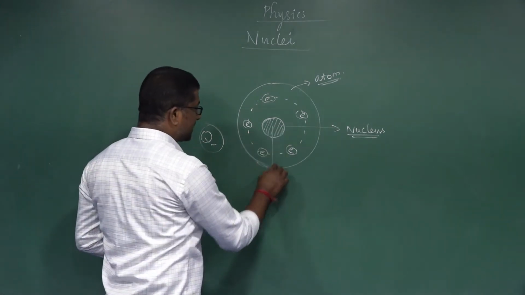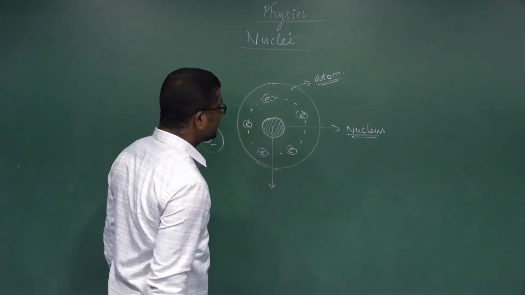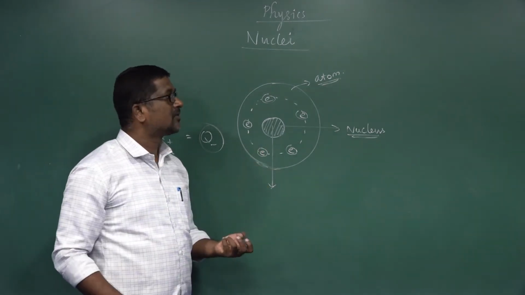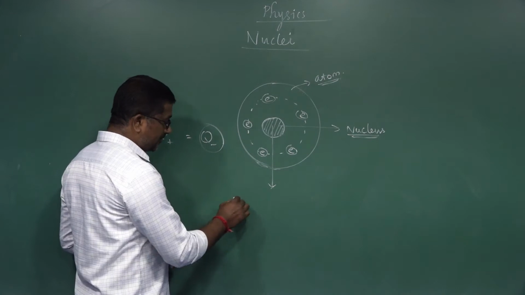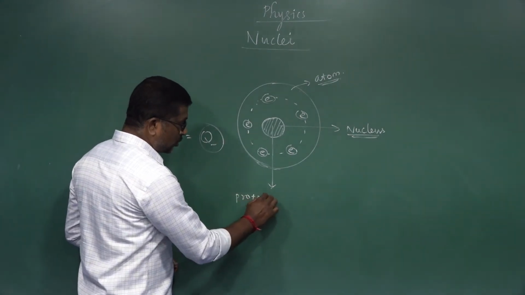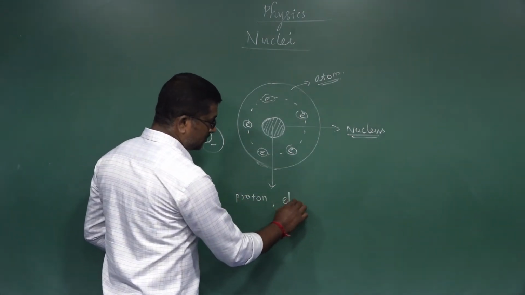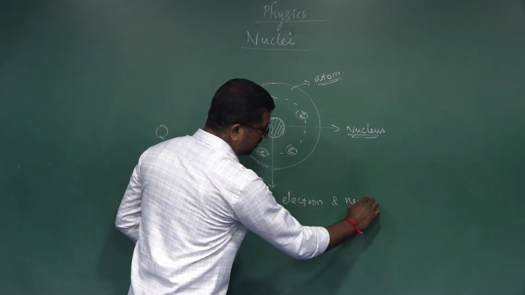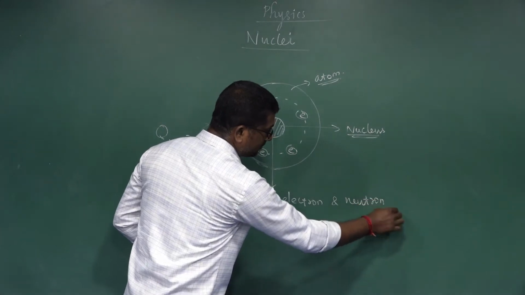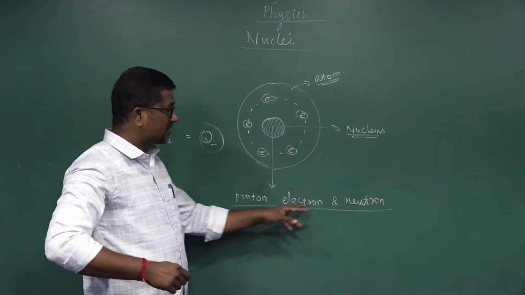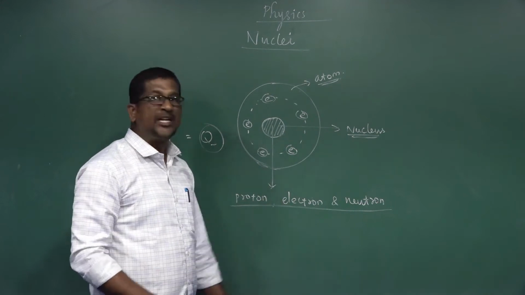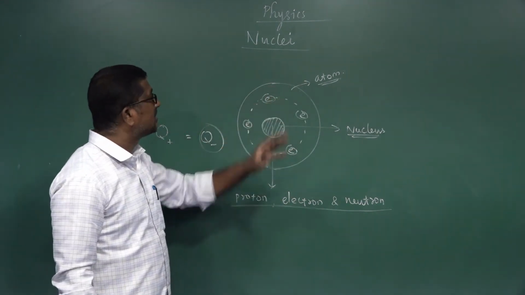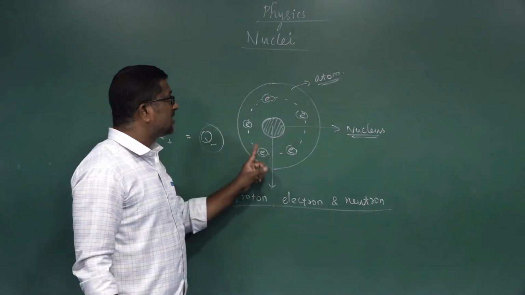And this nucleus consists of two elementary particles. Generally an atom consists of three elementary particles, namely proton, electron and neutron. So proton, electron and neutron are the elementary particles that exist in an atom, right?